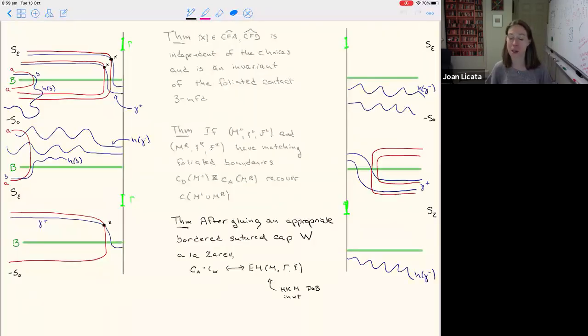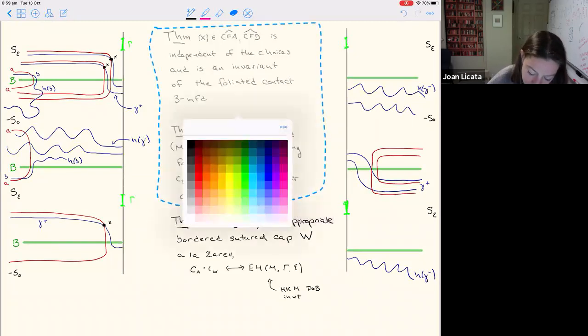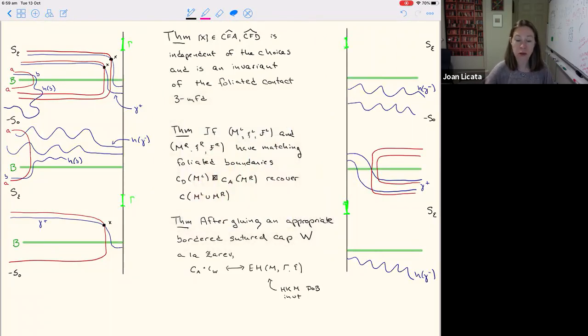So let me just finish up with a few results. These were grayed out because I wasn't sure about the order of things. But what do we end up with? When you construct a diagram this way, which is really by analogy with the HKM construction, but in the context of a foliated open book, then you get distinguished generators just the way we did in other settings. The classes of these generators are independent of all the choices, and so they give invariance of the foliated contact 3-manifold.